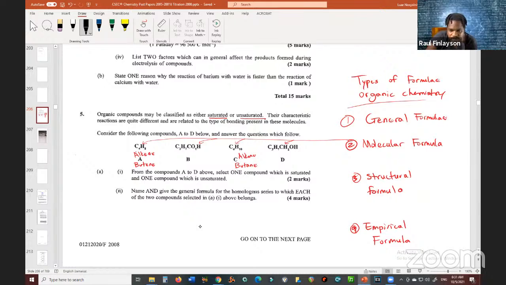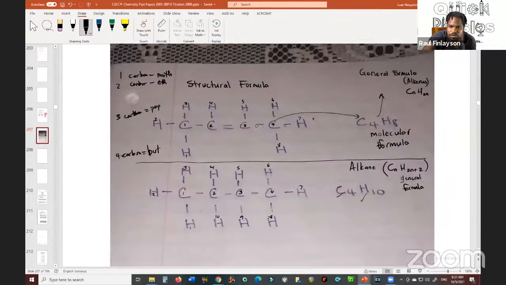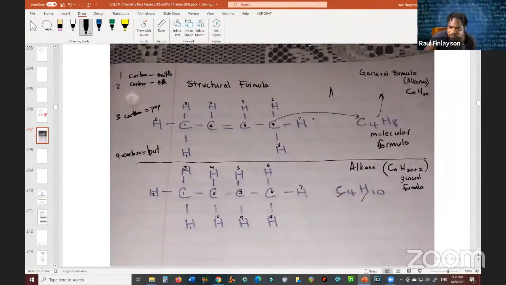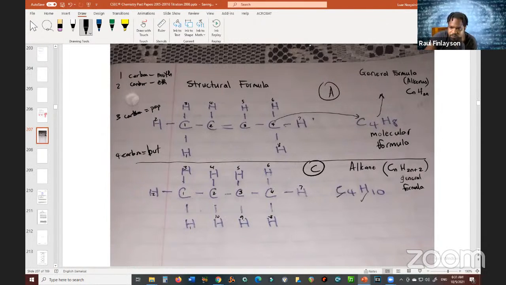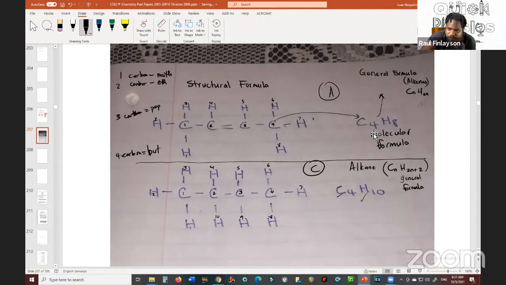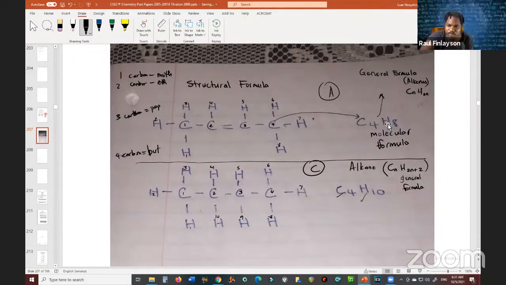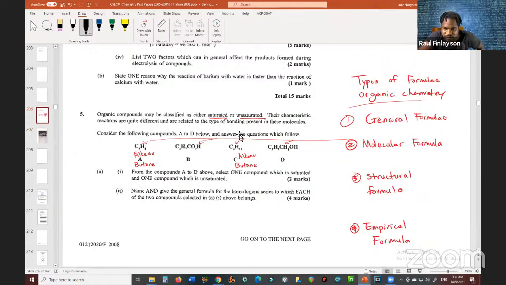So A, seeing that this is unsaturated, when we draw it out, this is compound A and this is compound C. When we draw out A, it's going to look like this, and there's a double bond there. We automatically know there's a double bond because for every carbon atom there are twice the number of hydrogen atoms. So any compound looking like that will be unsaturated, because if it has a double bond in there, it means it can hold more hydrogen. Therefore it is unsaturated, meaning it's not filled.